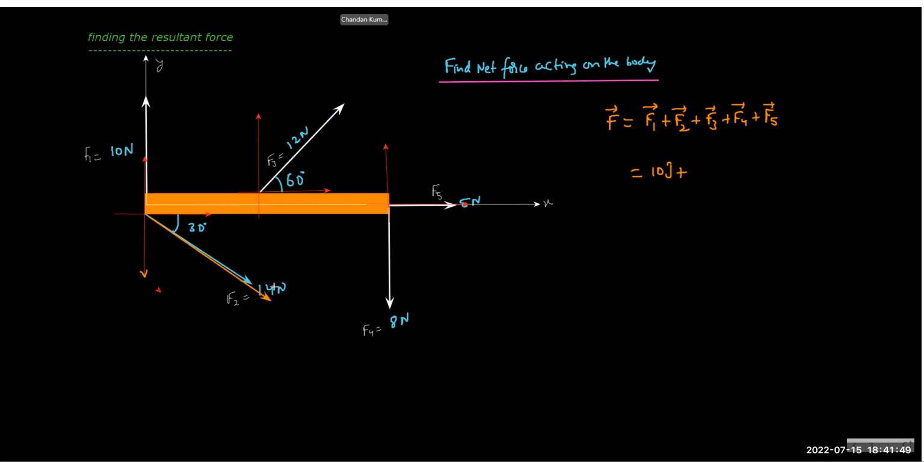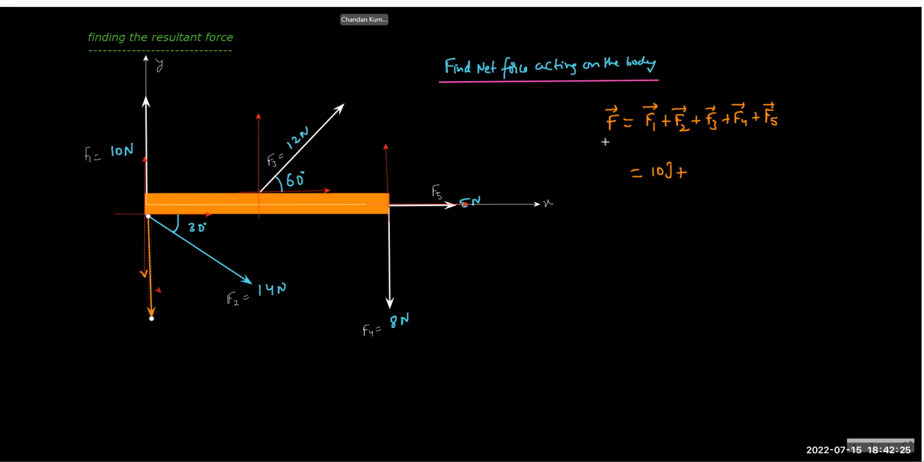This vector will turn like this, no? So if you rotate till the x-axis, the arrow is pointing in which direction? Plus x. So we write 14 cos 30 i cap. But if I resolve from here to here, I will write 14 sine 30 or 14 cos 60. Which direction? Minus j cap. Very good.